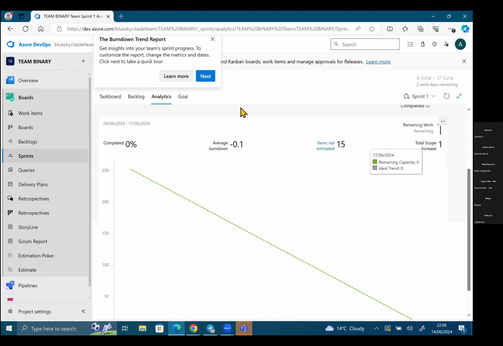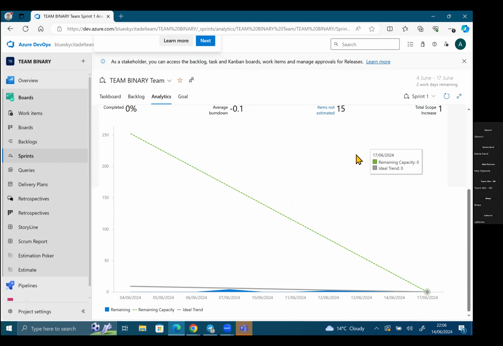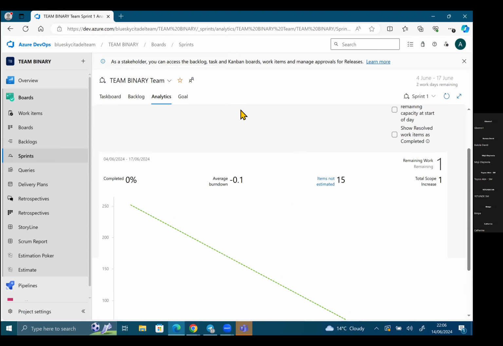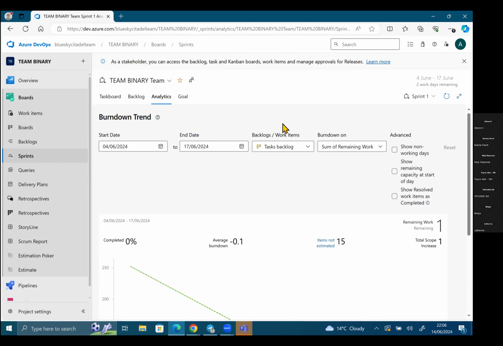Okay. Wow. Your capacity is 250. How did you get a capacity of 250? No, it just came up like that. Okay, just close that burndown trend at the top. Close that. You don't have your capacity here. I can't even check that for you. Okay, that's fine.